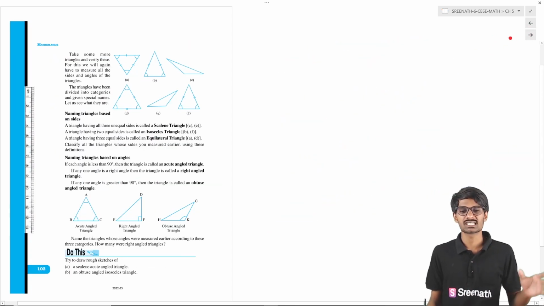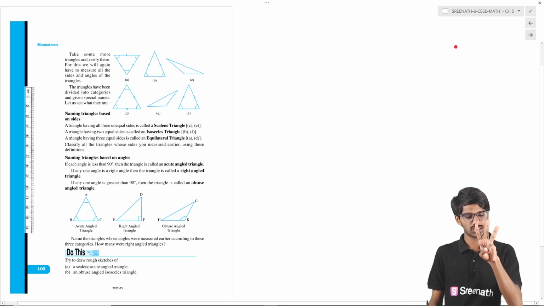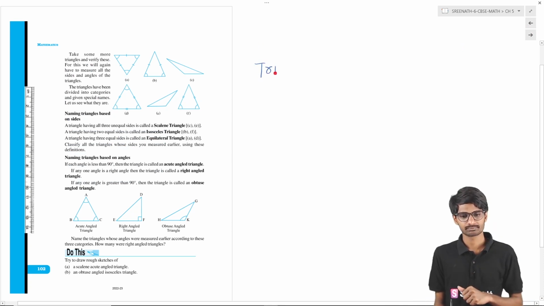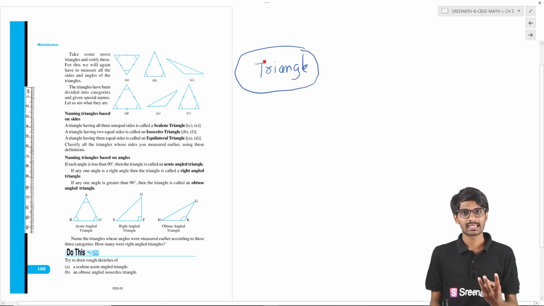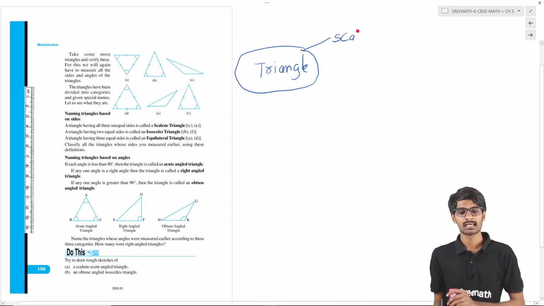So finally, students, you can forget all the stuff I have discussed just now. Just remember three things. We know the triangle. A triangle has three sides and three angles. There are three types of triangles. What are those triangles? One is the scalene triangle. Another is the isosceles triangle.